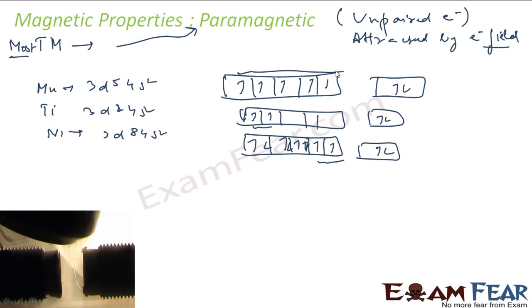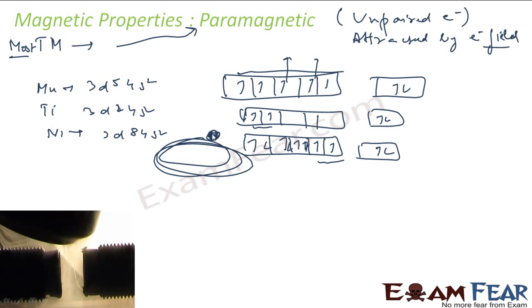Now each of these unpaired electrons has a magnetic moment associated with its spin angular momentum and orbital angular momentum, because these electrons spin like this and they move also like this. So both the spin angular momentum and the orbital angular momentum have magnetic moment. But the magnetic moment due to orbital angular momentum, due to the movement, is not much, and it is mostly due to the spin.